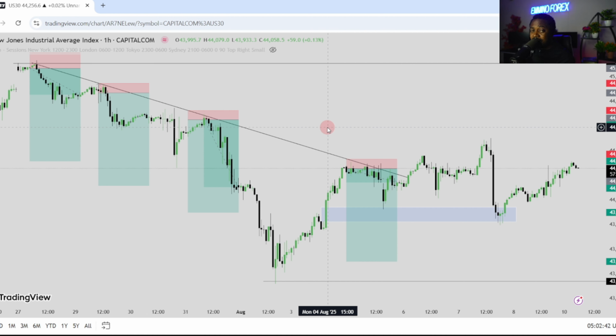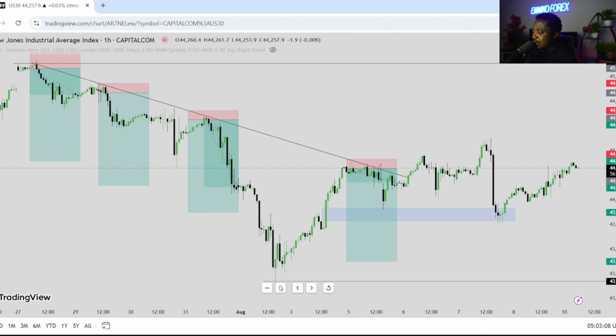We have internal liquidity. Liquidity like in this high here. There's liquidity here. This is an internal liquidity. This swing high you're seeing here, this is an external liquidity. This sell side liquidity is also an external liquidity. So that is basically the different types of liquidity.